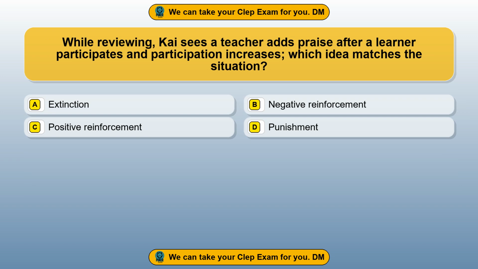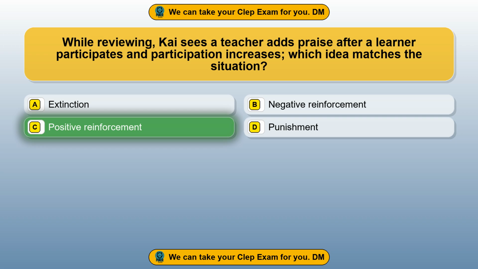Question 2. While reviewing, Kai sees a teacher adds praise after a learner participates and participation increases. Which idea matches the situation? Option A, extinction. Option B, negative reinforcement. Option C, positive reinforcement. Option D, punishment. The correct answer is option C.